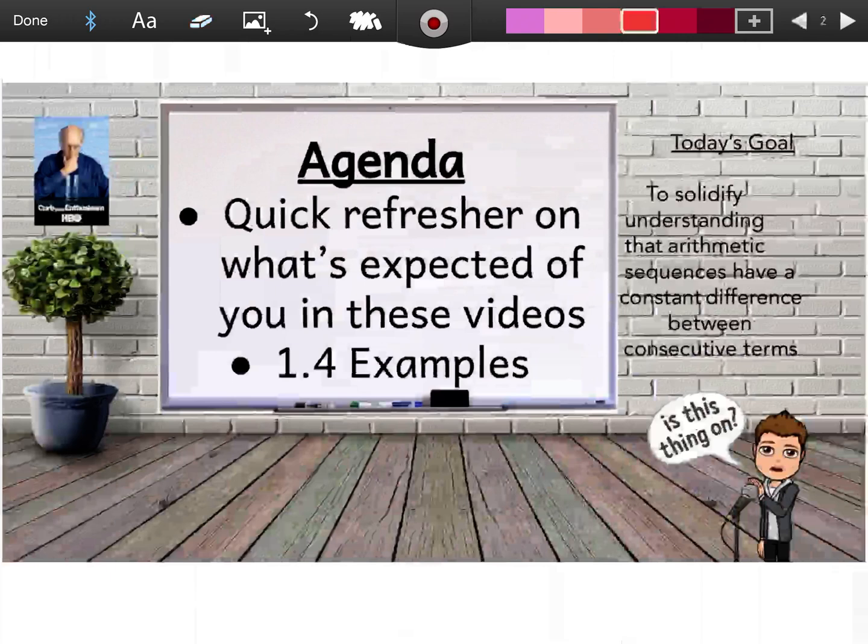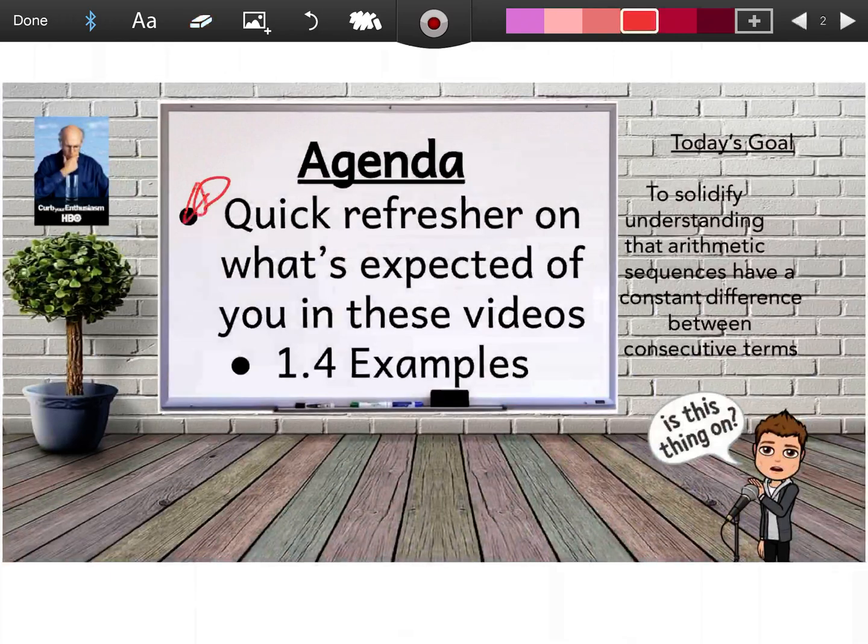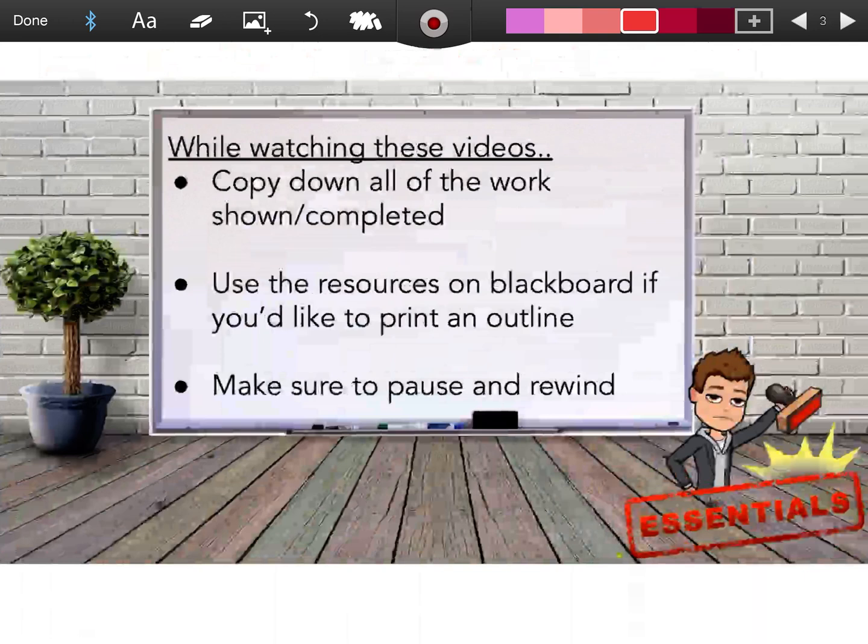We'll take a look at another quick refresher on what's expected of you when you watch these videos. We'll continue to look at 1.4 examples in the efforts to solidify understanding that arithmetic sequences have a constant difference between consecutive terms. So for example, it'll always be adding 2 to the previous term. That's an example. We'll see others shortly.